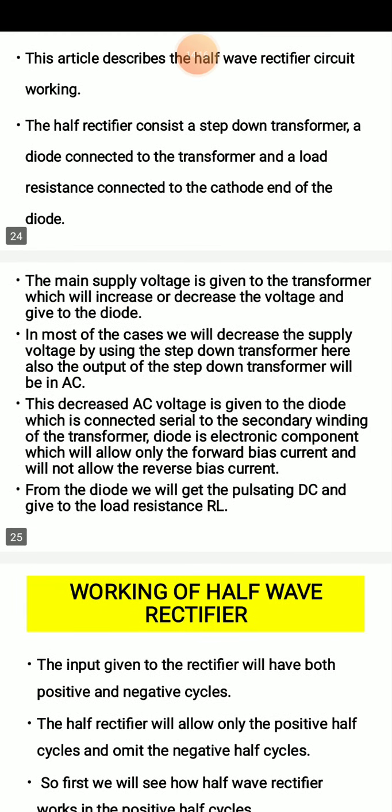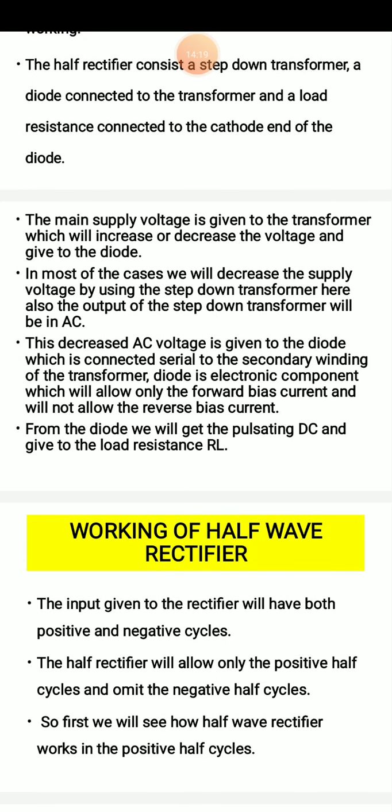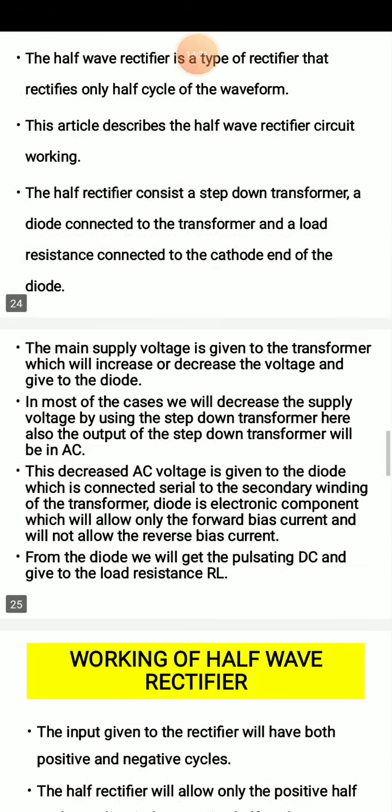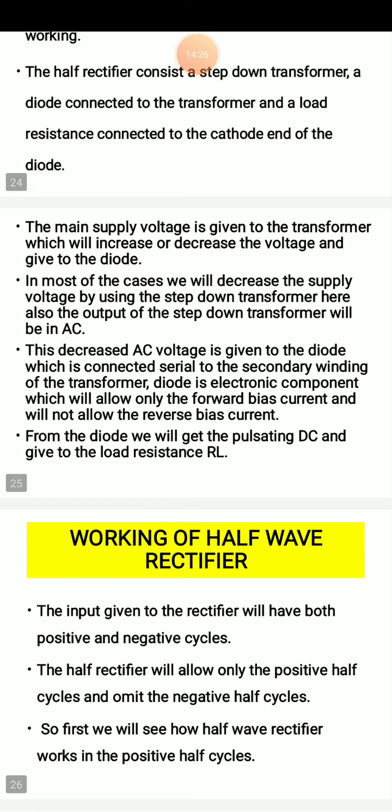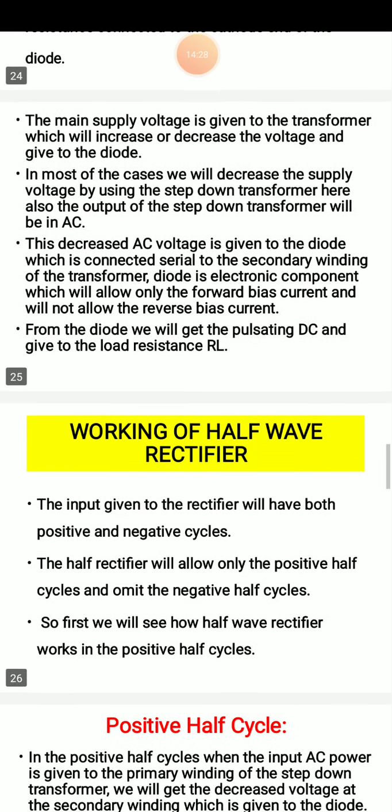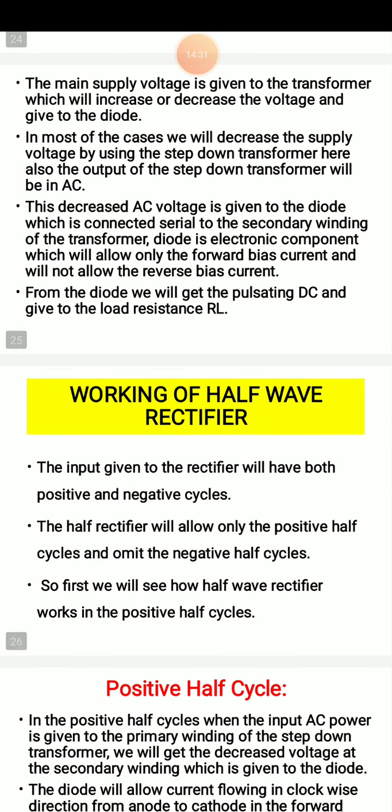So next, the half wave rectifier consists of a step down transformer. We already mentioned that in the circuit diagram, so you can make a note of it. The main supply voltage is given to the transformer, which will increase or decrease the voltage, and given to the diode. Most probably we are not going to increase, we are not using a step up transformer here, only a step down transformer. So in most cases we will decrease the supply voltage by using a step down transformer here. Also the output of the step down transformer will be AC.